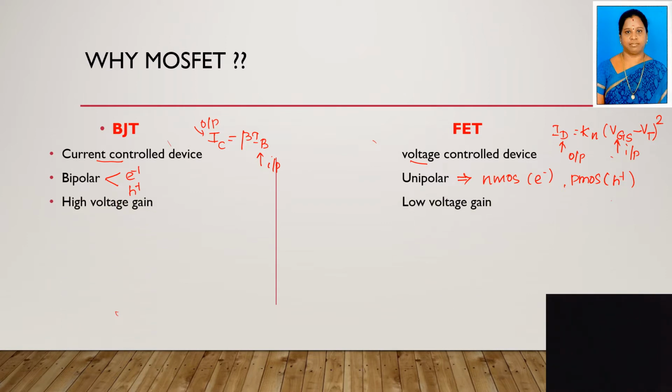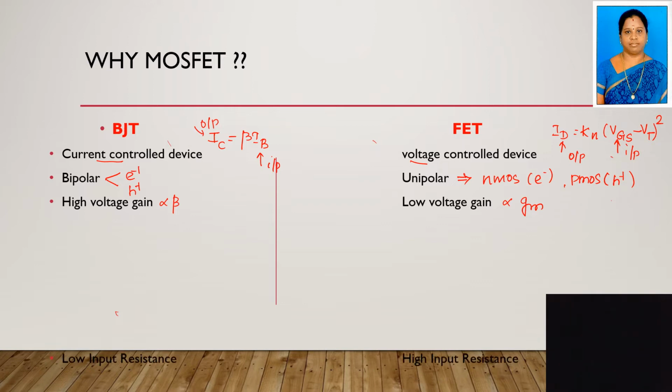And next, BJT has high voltage gain, whereas MOSFET has low voltage gain. So when compared to BJT and MOSFET, BJT is best in terms of voltage gain because it produces high voltage gain. Also the gain is directly proportional to beta here, whereas in MOSFET the gain is directly proportional to the transconductance gm.